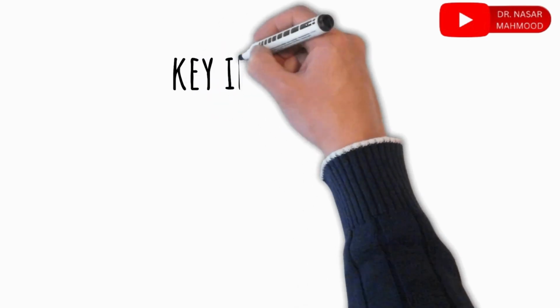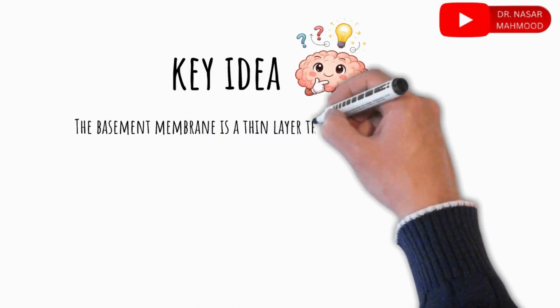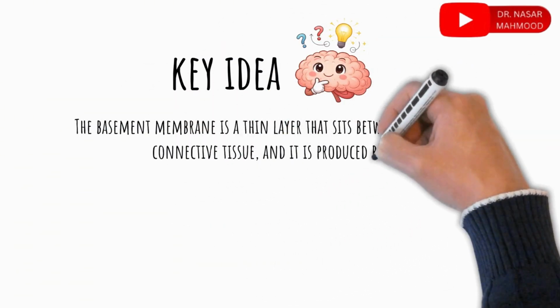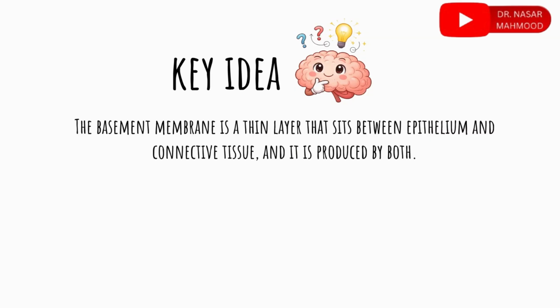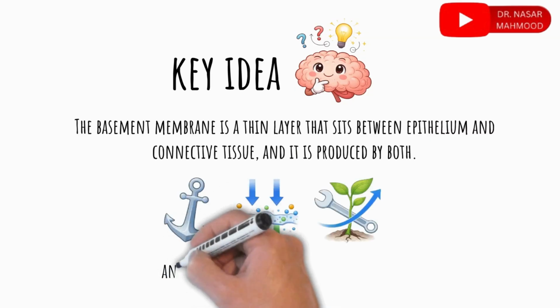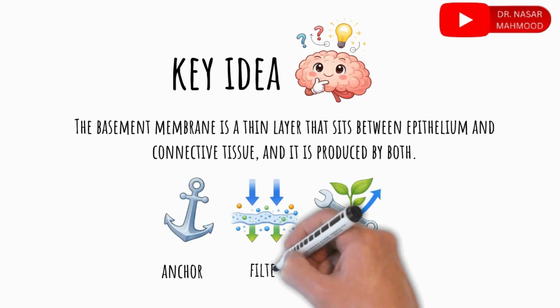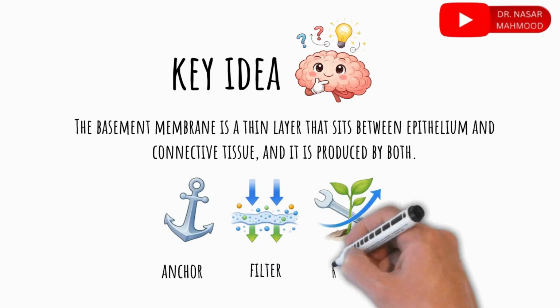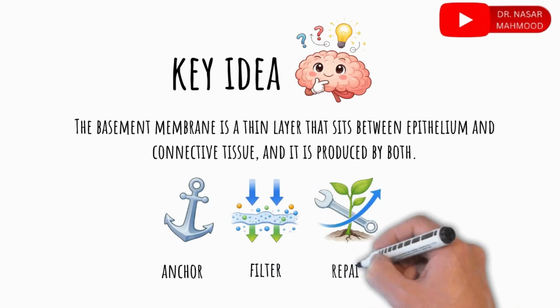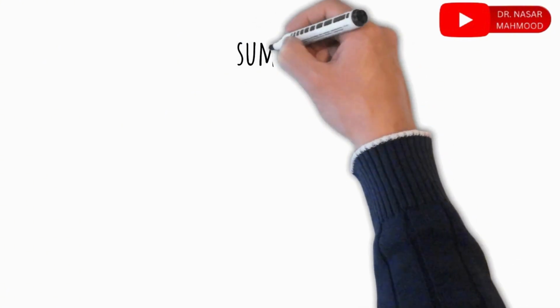Here's a key idea to remember. The basement membrane is a thin layer that sits between epithelium and connective tissue and is produced by both. It anchors the epithelium in place, acts as a filter between the two tissues, and helps guide the repair when tissue is damaged. If you know what it is and what it does, you'll understand its importance.